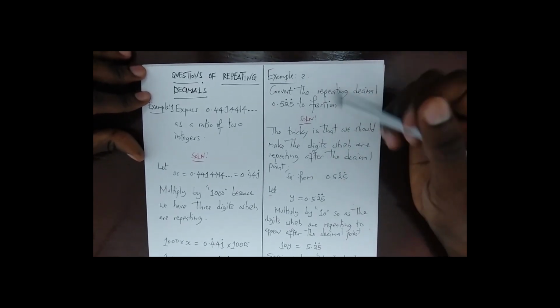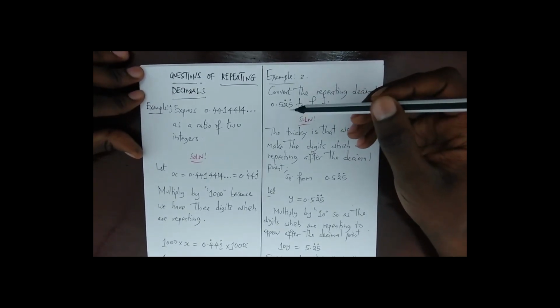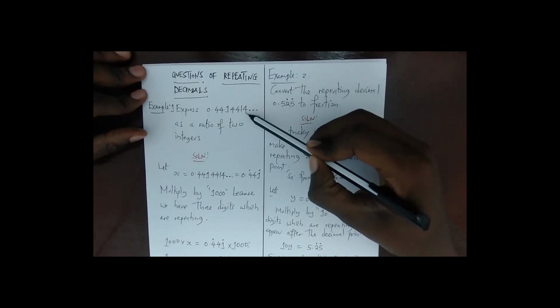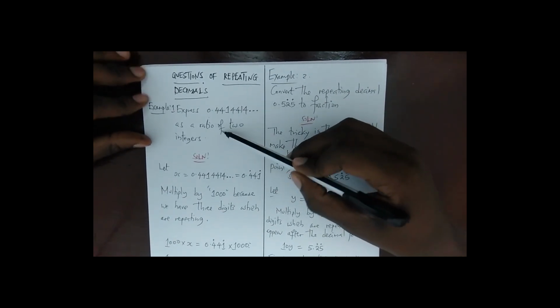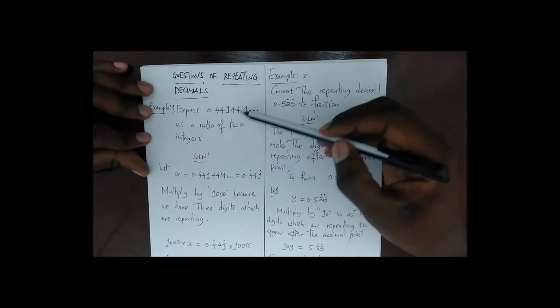And today we are going to discuss questions on decimals. Example: express 0.4414414 as the ratio of two integers. Solution: for this kind of question, first of all, you have to look at this number.